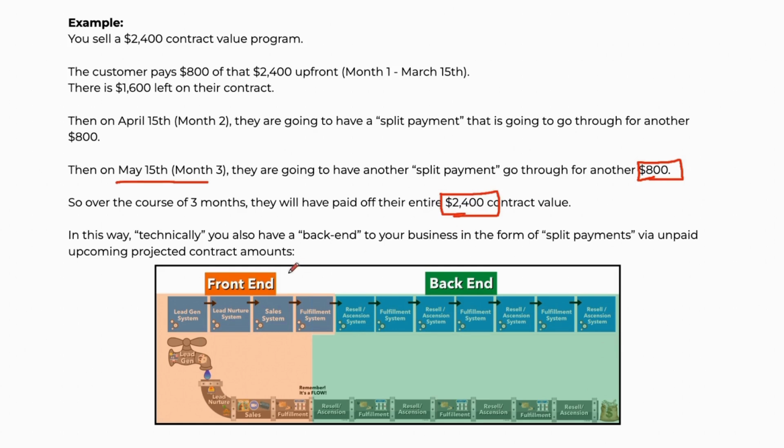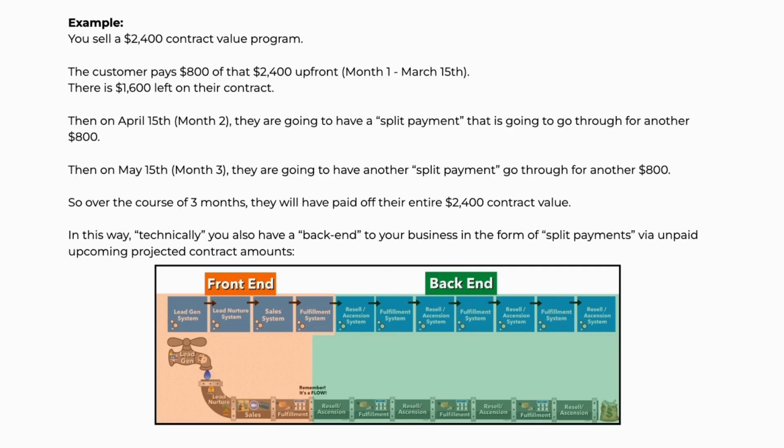And so in this way, technically, even though you only have one product from a product standpoint, yes, you only have one fulfillment. We don't have multiple fulfillments going on here. What's happening is you have ongoing fulfillment, like a 3-month program. As a result, you're getting these split payments via unpaid upcoming projected contract amounts. Does that make sense? So it's kind of like you have a back end recurring, not 100% because it's not a recurring product or multiple products that you're selling them, but split payments, which is known as accounts receivable, that you're going to learn more about later on.